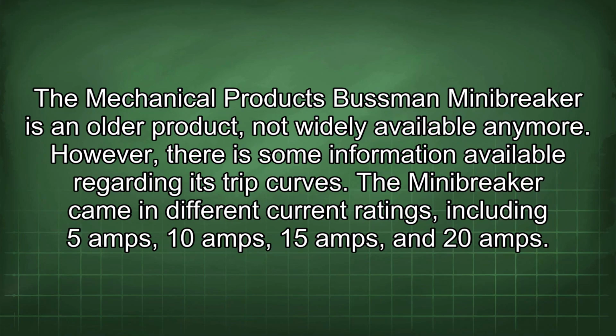The Mechanical Products Bussman Minibreaker is an older product, not widely available anymore. However, there is some information available regarding its trip curves. The Minibreaker came in different current ratings, including 5 amps, 10 amps, 15 amps, and 20 amps.